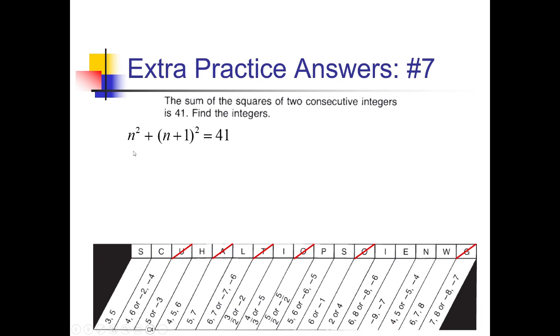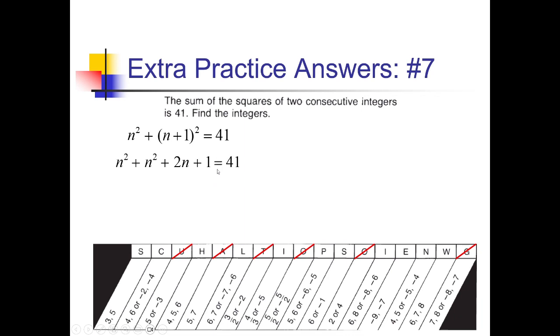So expanding this, this n squared can stay where it is, but I'm going to use my a plus b squared shortcut here, so square the first thing, multiply them and double it for the middle, and square the last thing. So I've got the n squared that I started with, and now this first item squared is another n squared. N times 1 doubled is going to be plus 2n, and then 1 squared is going to be 1, so plus 1. And all that still equals 41.